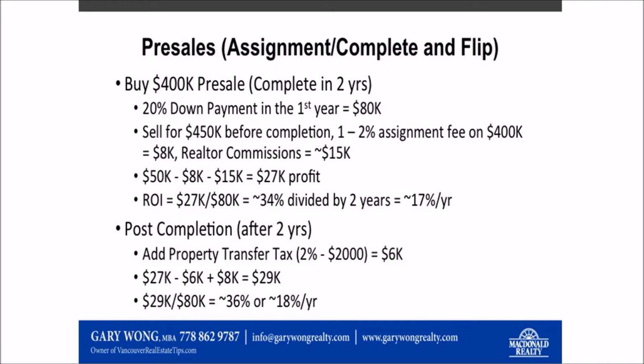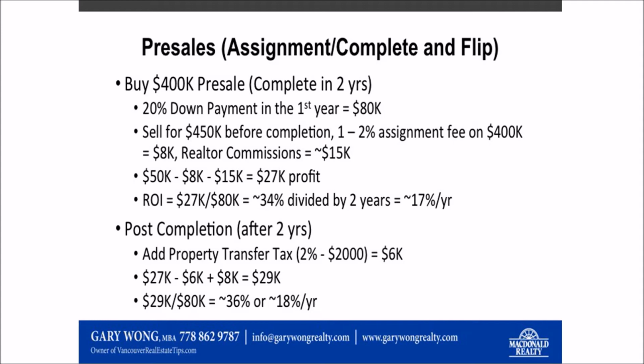But that's how much you make after 2 years. So $27,000 divided by 80. ROI stands for return on investment. The formula is income over investment. Your income is $27,000. Your investment was $80,000. So 27,000 divided by 80,000 is about 34%. But because you're looking at ROI per year, 34% divided by 2 years is about 17% per year. That's pre-sale assignment before the 2-year mark.